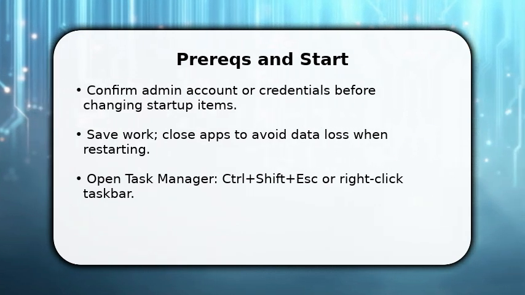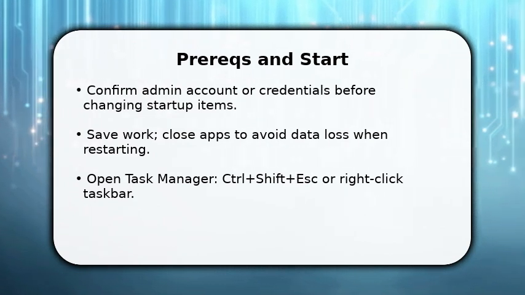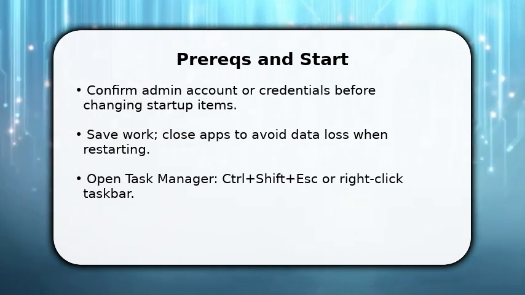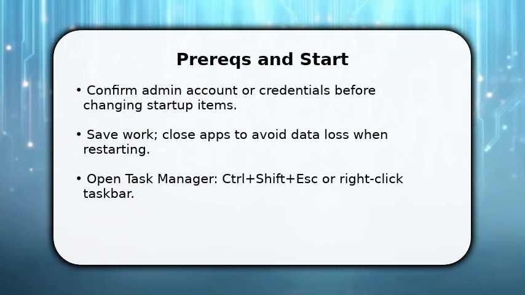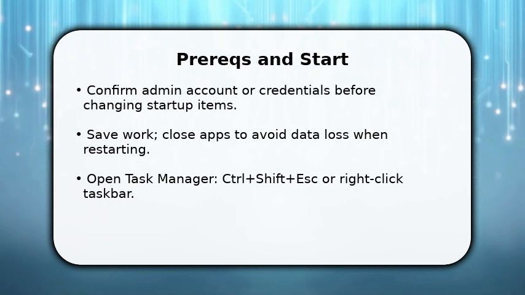This is the first control point. It lists programs that launch at login, their publisher, and startup impact. You will disable items here first because it's immediate and reversible, and it often fixes slow sign-ins without deeper changes.